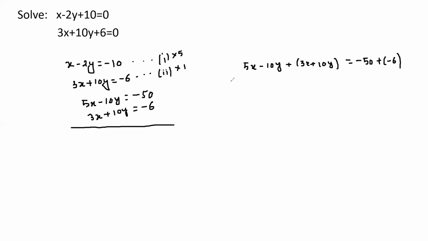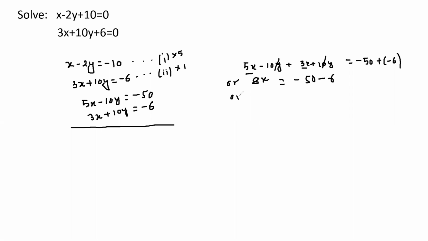Now here, if I just add, I can simply remove this bracket, because here is a plus sign, so it will not affect the sign. Now I can take the like terms, 5x plus 3x, it will become 8x, right? And here minus 10y and plus 10y, so I can cancel it. So this will be equal to minus 50, and here a negative and a positive, so I can just write plus minus minus, 6.